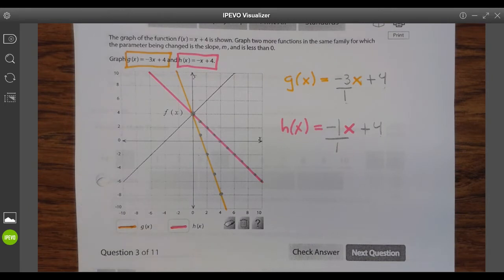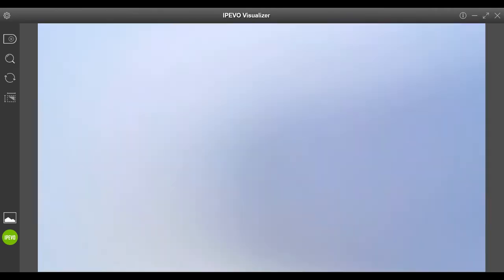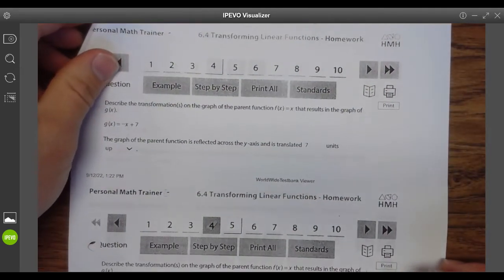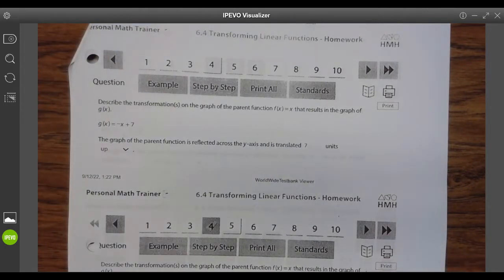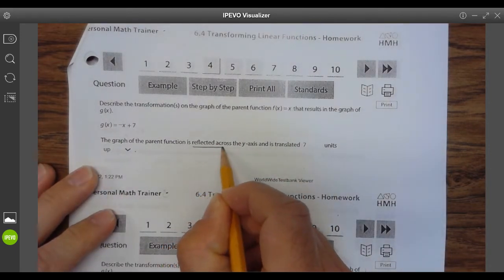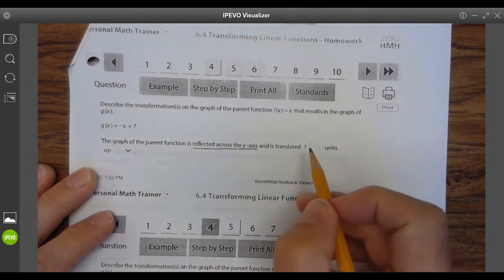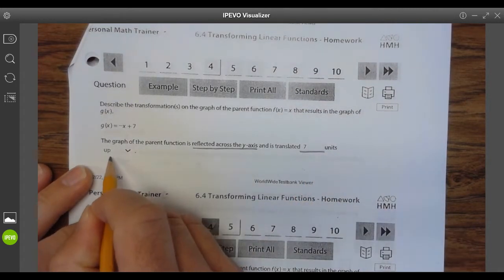All right, let's take a look at the next example. Example 4. Describe the transformation on the graph of the parent function f of x equals x that results in the graph of g of x. g of x is equal to negative x plus 7. The graph of the parent function is reflected across the y-axis and translated 7 units up.